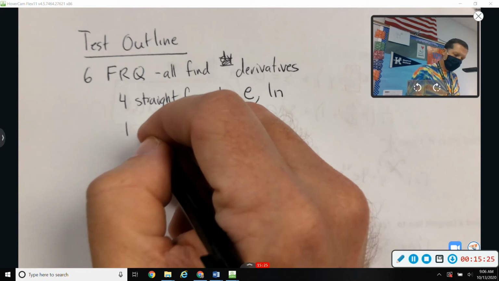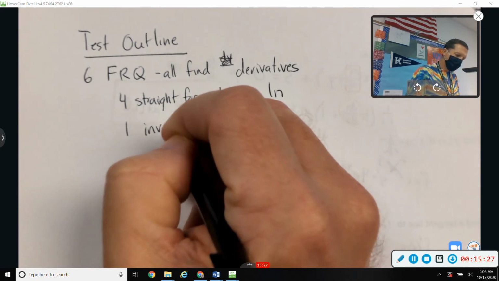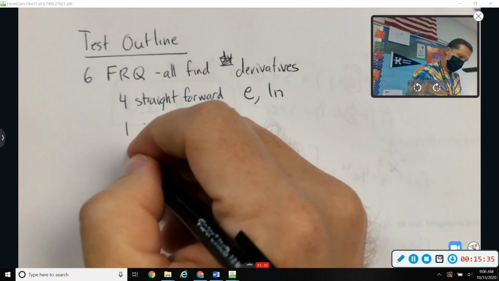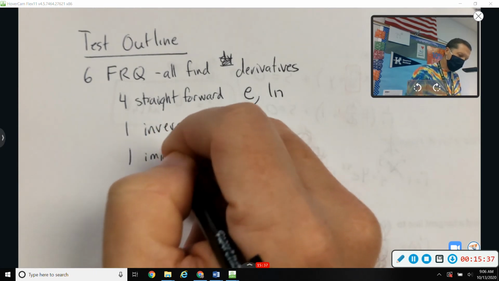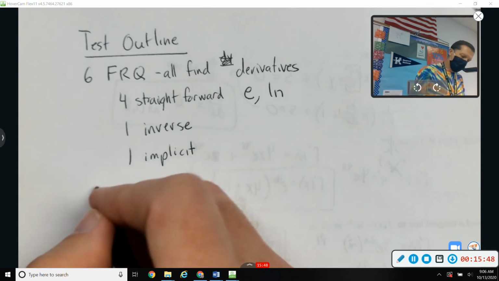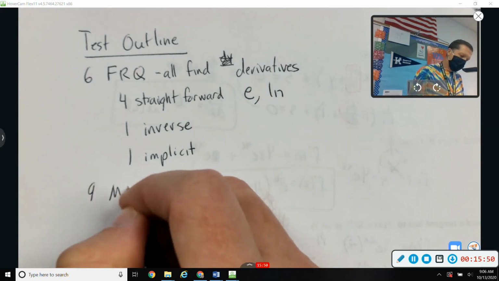One of them is an inverse. So that's where you set up the table and just keep track of who's where and find your answer and flip it over. And one of them involves some implicit. We saw that in one of the warm-ups we just did, where the dy dx shows up kind of on its own. And then 9 multiple choice questions.